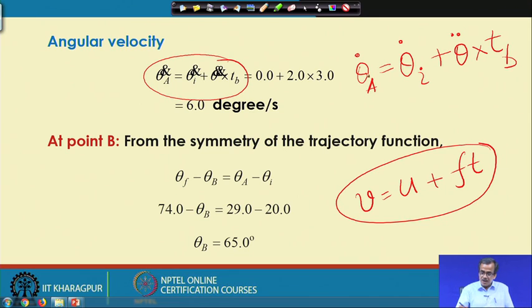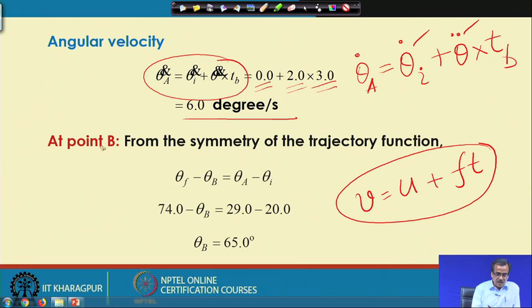Here, the angular velocity theta A dot is the initial velocity theta I dot plus the angular acceleration multiplied by the time T b. If you put in the numerical values, theta I dot equals 0, theta double dot equals 2, T b equals 3.0, so the angular velocity will be 6.0 degree per second. This is the way we can find the angular displacement and angular velocity at point A.